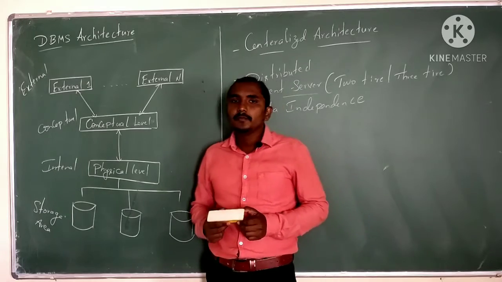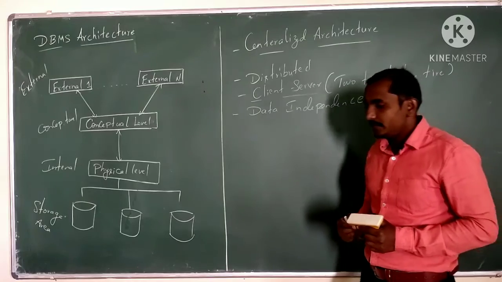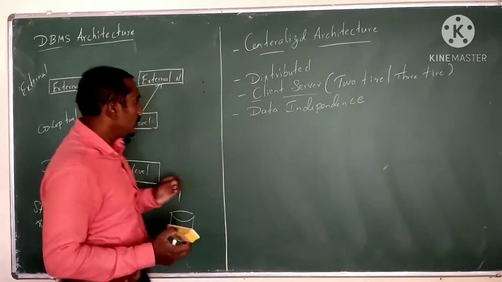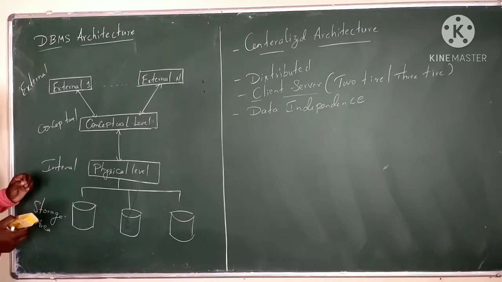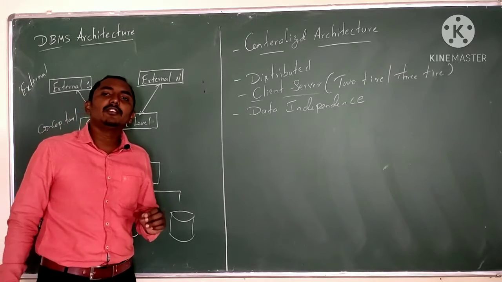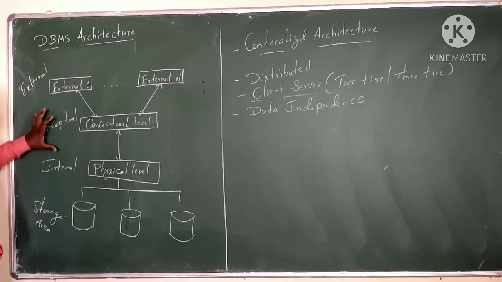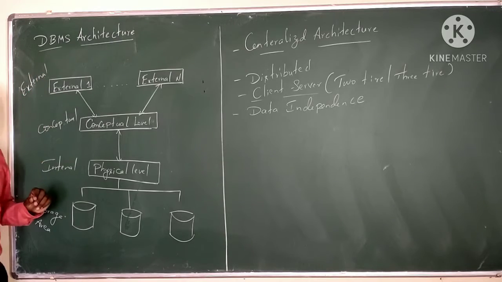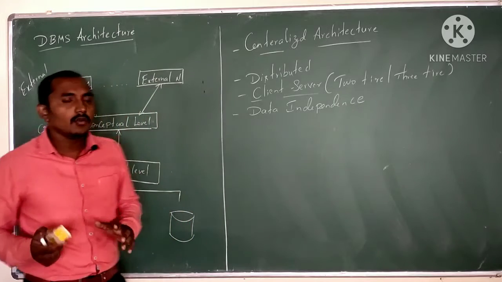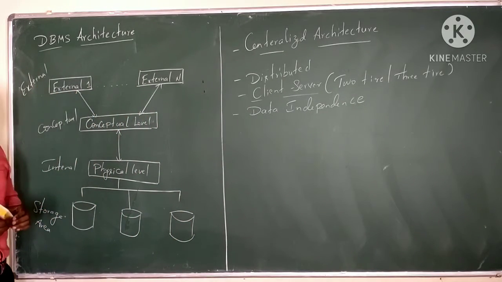This is the second chapter, where I will be taking the concept of database management system architecture. Architecture is nothing but the software being divided into three modules: physical level, conceptual level, as well as external level. So the software will have three different functionalities.